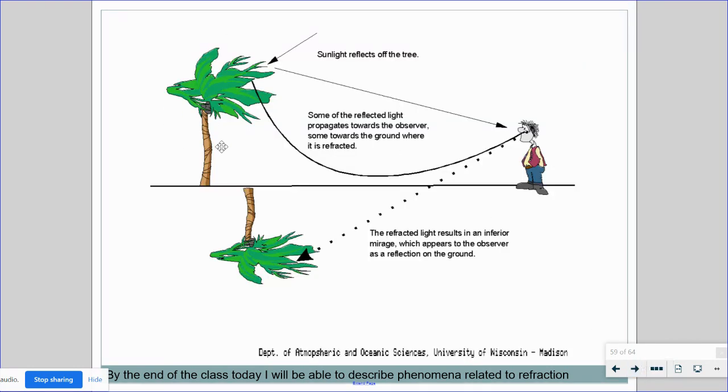So here in the oasis, there's a tree. The sunlight reflects off the tree, and we see that. But some of the reflected light goes down towards the observer, where it is then refracted. Then we see an upside down image, and it looks like the mirage, like the oasis is on the sand.